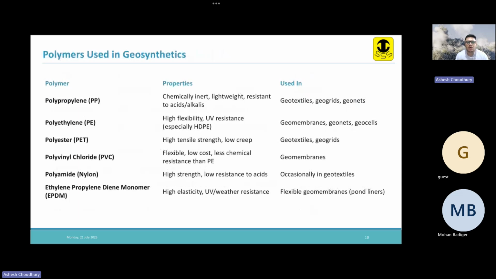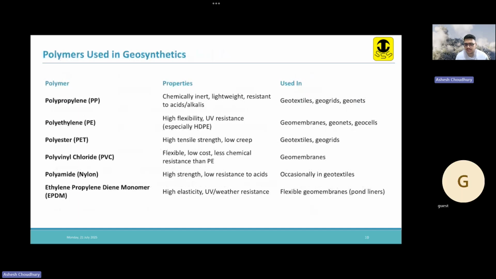Then you have polyester. These have high tensile strength and low creep. These are generally used to make geotextiles and geogrids. And then we have PVC, that is polyvinyl chloride. PVC is flexible, low cost, and has less chemical resistance than polyethylene, but it is generally used to make geomembranes. Then we have polyamide, this is nylon. It has high strength but low resistance to acids. It is occasionally used to manufacture geotextiles. Then ethylene propylene diene monomer. These are highly elastic, UV and water resistant, and are used in flexible geomembranes.